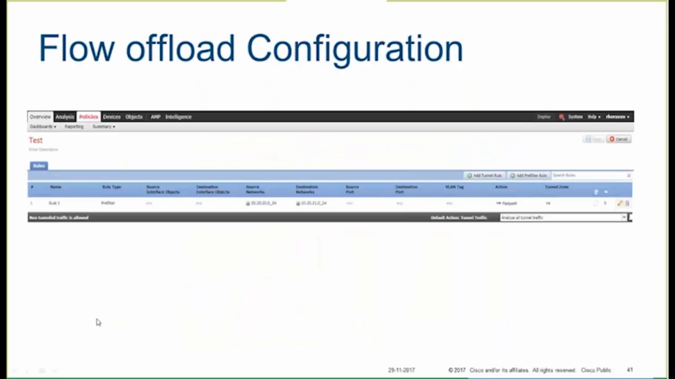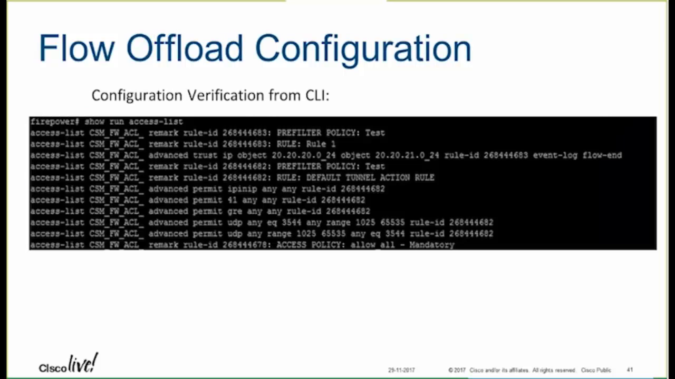So this is how a general flow offload configuration looks. There is nothing special in this. I'm just creating a fast path rule. You need to have a pre-filter rule wherein the action has to be fast path. Only then will the flow be offloaded. So this is how the configuration looks from the FMC perspective. Moving on, if you're verifying it from the CLI, if you do a show run access-list, you can see, as was already covered earlier, this is the pre-filter policy. And we basically create an advanced trust rule for that specific source to the specific destination.